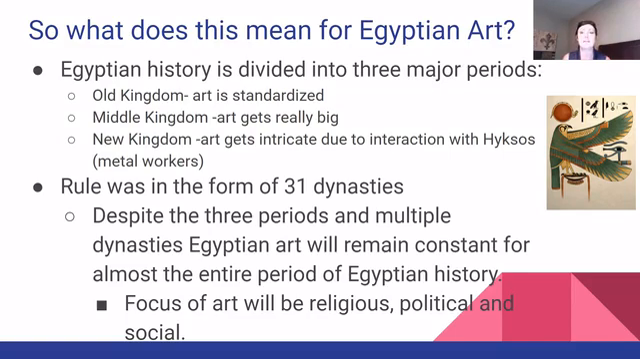So here's what I need you to understand. In Egypt, they're going to have 31 dynasties or ruling families that are going to rule over 3,000 years. And throughout that, even though there's 31 dynasties and 3 different time periods we go through, Egyptian art will never really change. And it will be entirely focused on those 2 ideas of religion and rule in some form, no matter what.